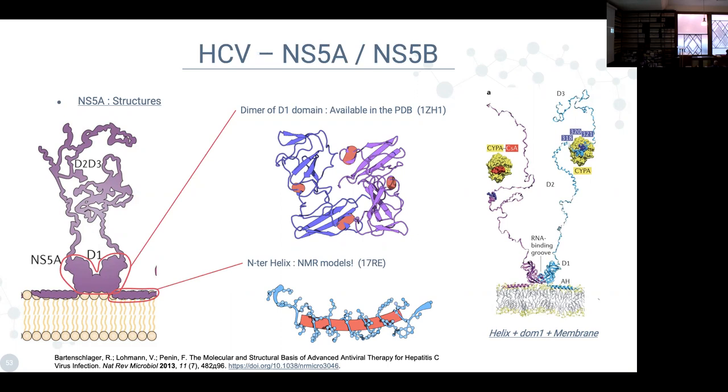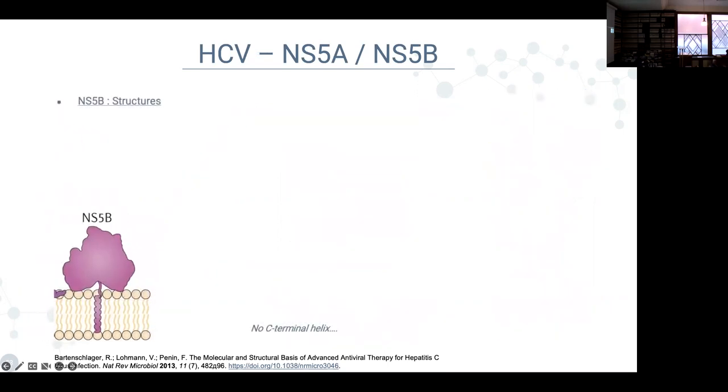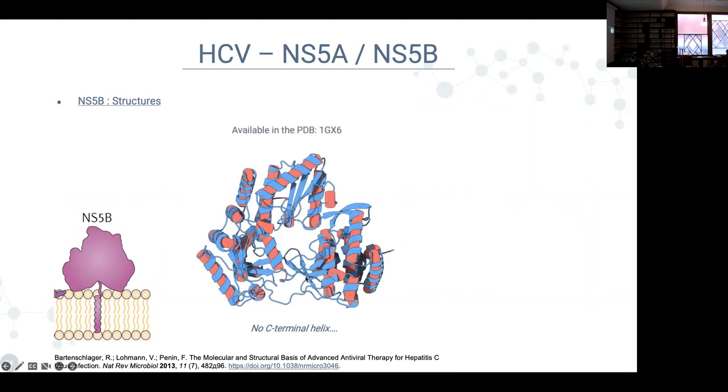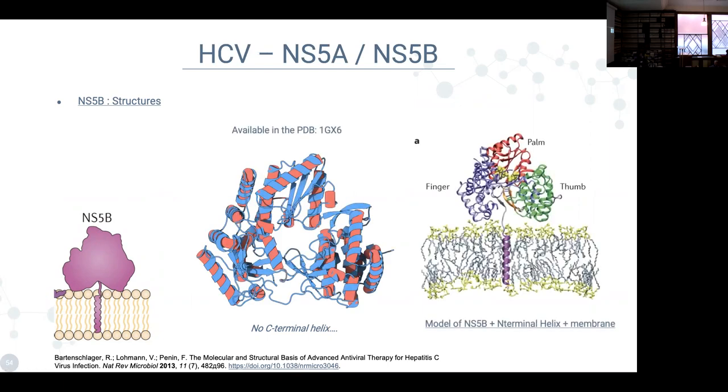You have the amphipathic helix under here, the domain one, and then you have the domain two above, and another domain called domain three. So amphipathic helix, domain one, domain two, unstructured, domain three, unstructured. And for NS5B, the structure exists as well in the PDB, but without its C-terminal helix. But the people in the field of HIV think that it is embedded like this.